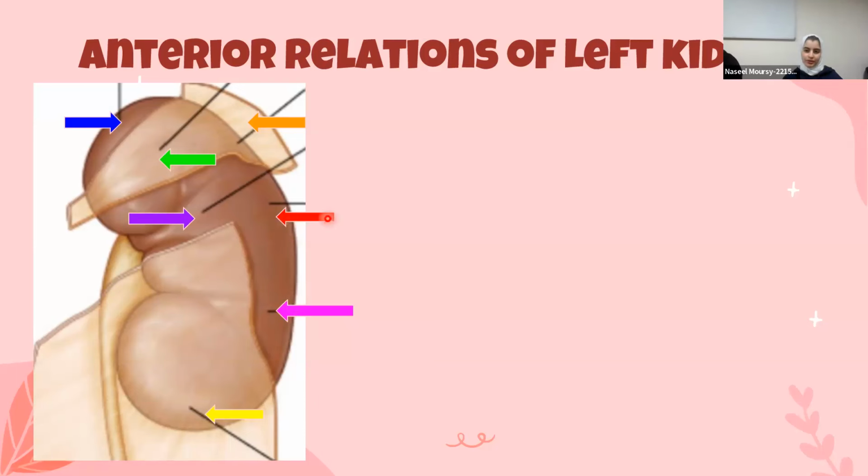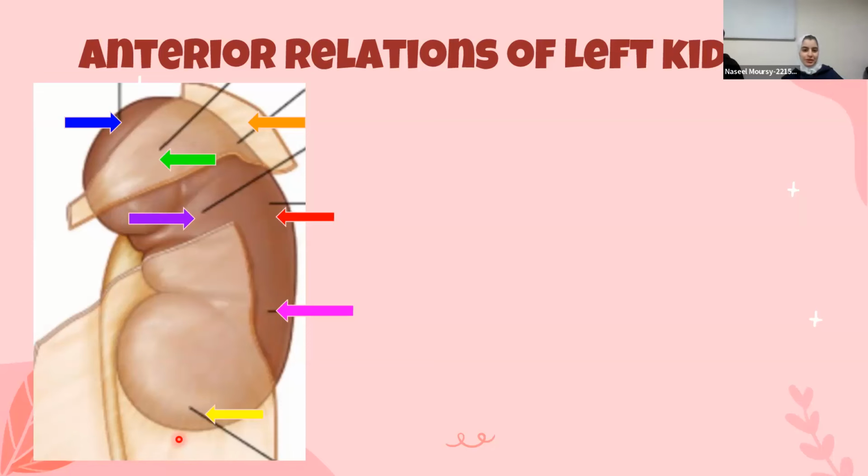So we stopped at the red. We said it's the left colic flexure. Now the pink. What would the pink be? It's a bit more down. Large intestine. Okay. Yeah. You're close. So it's the descending colon. And finally, this one, the yellow one. Small intestine. Good. Okay, good.